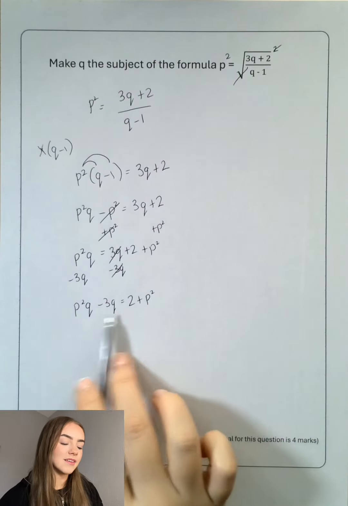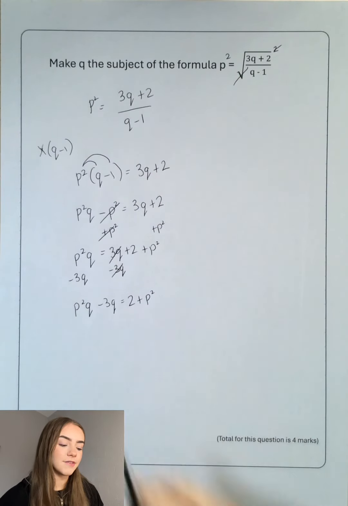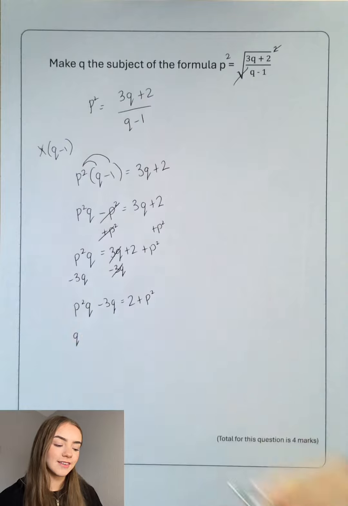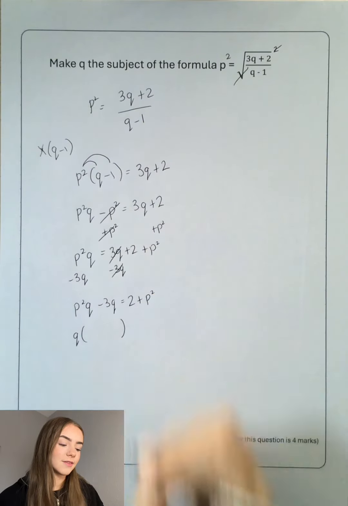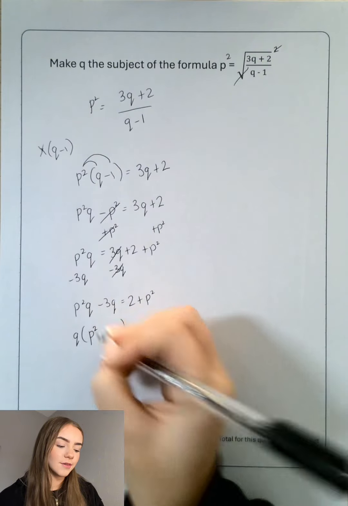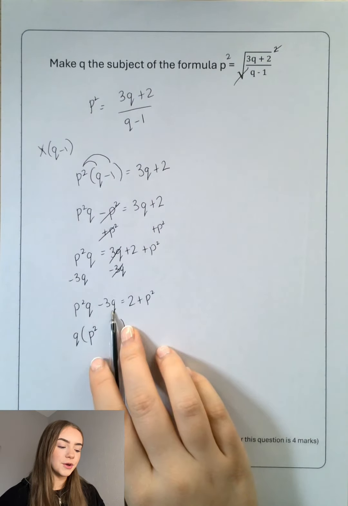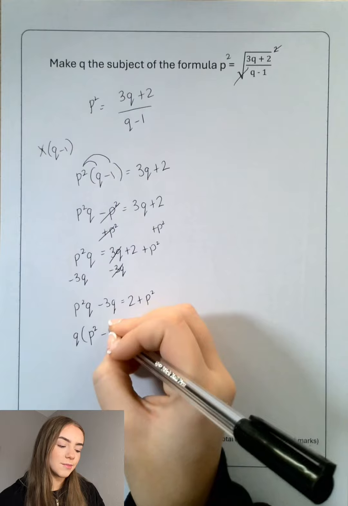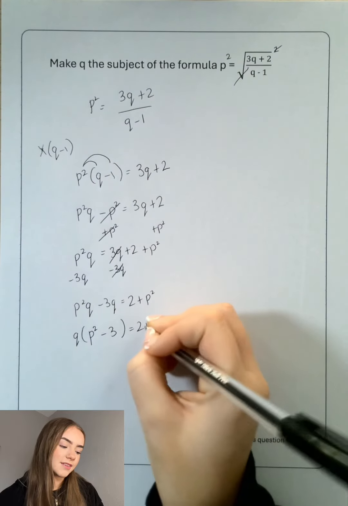Now that both of these terms on the left hand side have a factor of Q, we can factorise Q out of these terms. When we take the factor of Q out of P squared Q, we're just left with P squared. And when we take the factor of Q out of minus 3Q, we're left with minus 3. Again, the right hand side will stay the same.